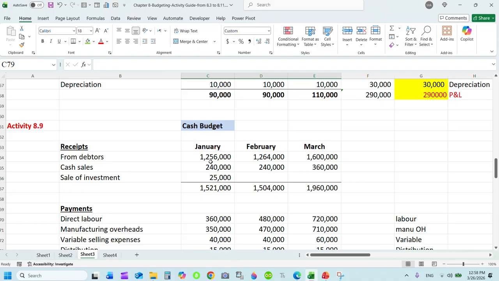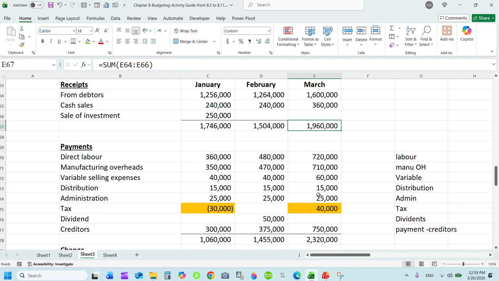So here we have cash receipts. Total cash receipts: January month collection from debtors this much, February this much, March this much, cash collected from cash sales this much. For the month of January, we have 250,000. It is not 25,000, it is 250,000 for sale of investment, and total cash received for the month of January this much, February this much, March this much.